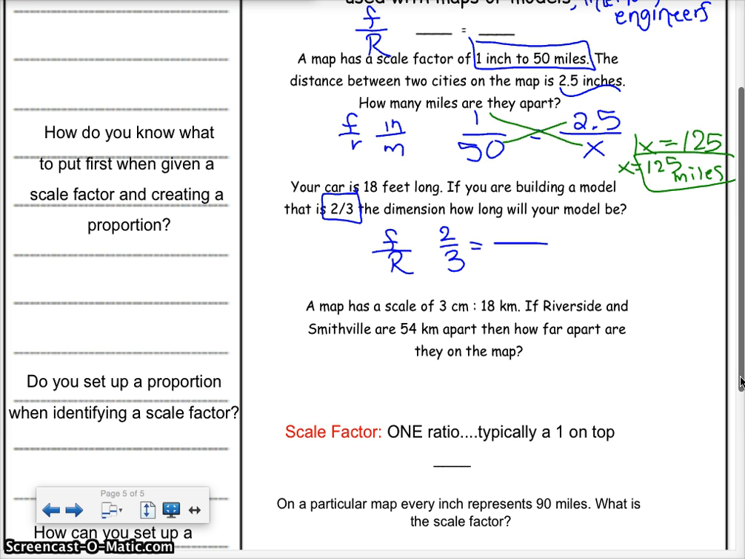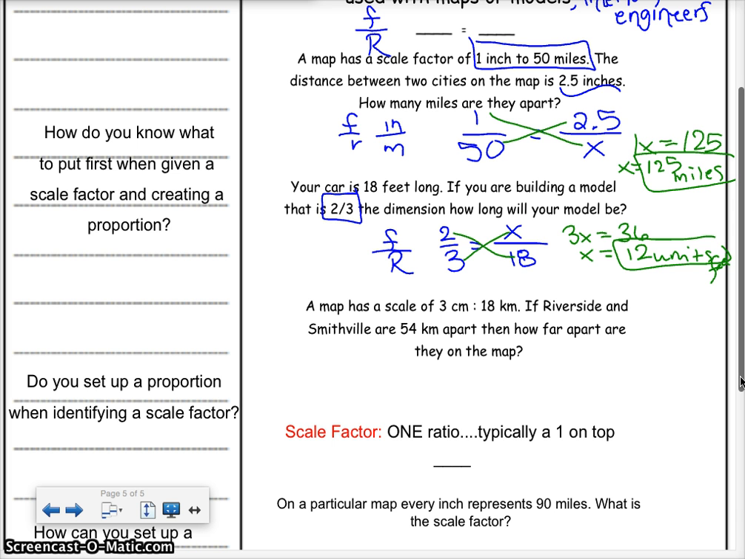As if your car is 18 feet long, that's a real thing. Cars would be about 18 feet long. Now a model wouldn't be. And find my x. 3x equals 36. X equals 12. And I don't know what my units is, but my model would be 12 units.